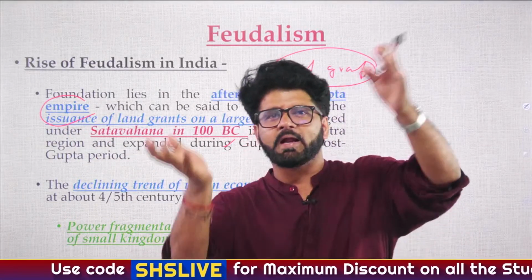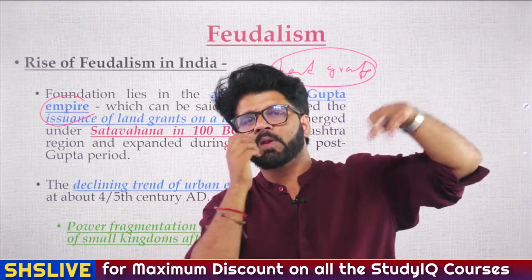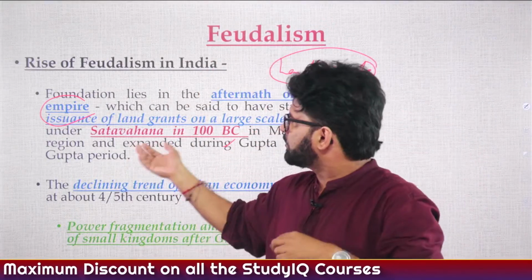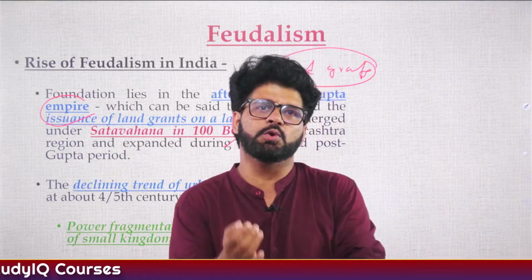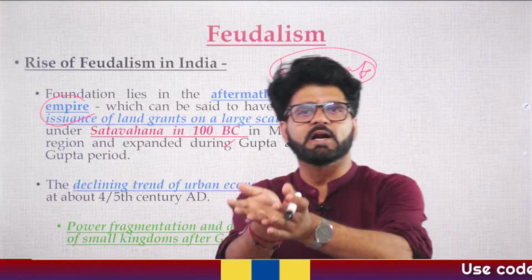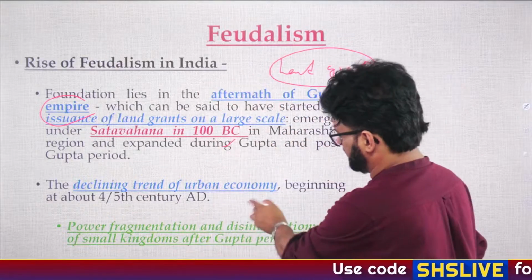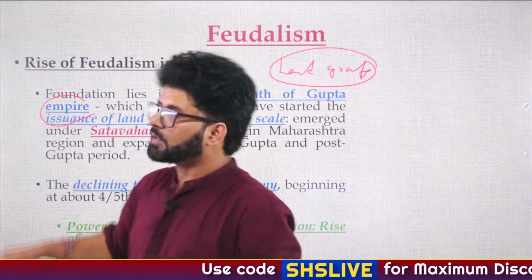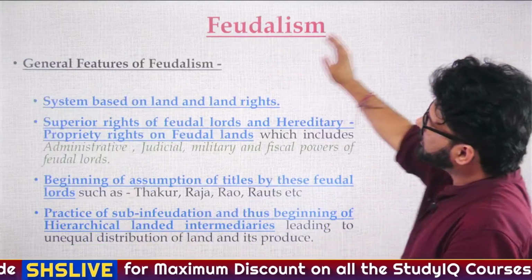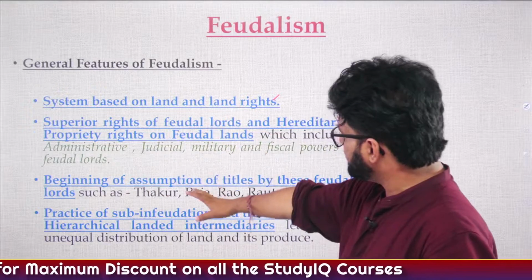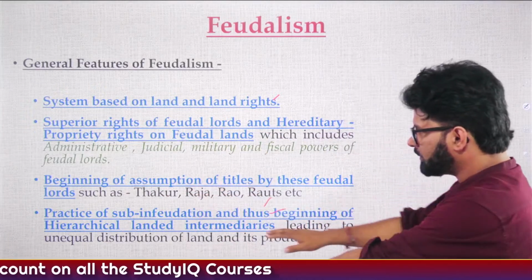The trade decline between the Guptas and the Roman Empire. So because of that, the currency circulation declined and land as a commodity, its value increased. And when the land grants increase, these feudal elements will increase. And again, we have discussed all these things, so you can have a look at it. General features of feudalism, all these things we have discussed, so you can have a look at them. I am not talking about them.